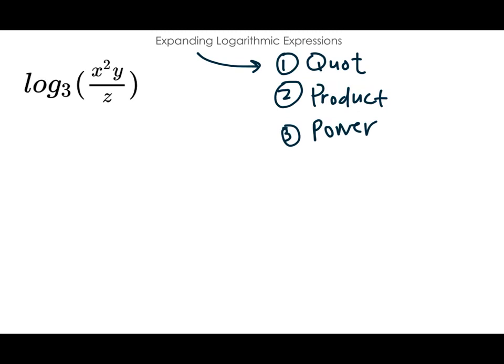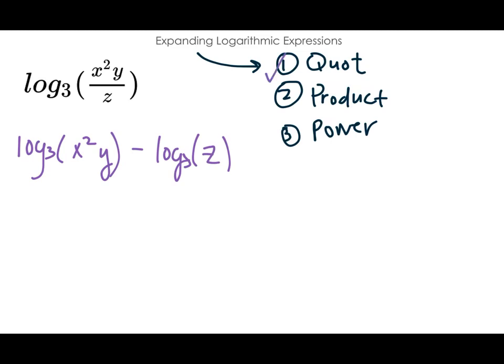So the first thing I do is I look and see if I can use the quotient rule. And to see if I can use the quotient rule, I need to see if there's any division present. And we clearly do have division here, right? We have x squared times y divided by z. So the quotient rule allows us to take the numerator and put it in its own log and subtract from it the denominator with its own log. Okay, so we've done the quotient rule. We've taken any division and changed it to subtraction.